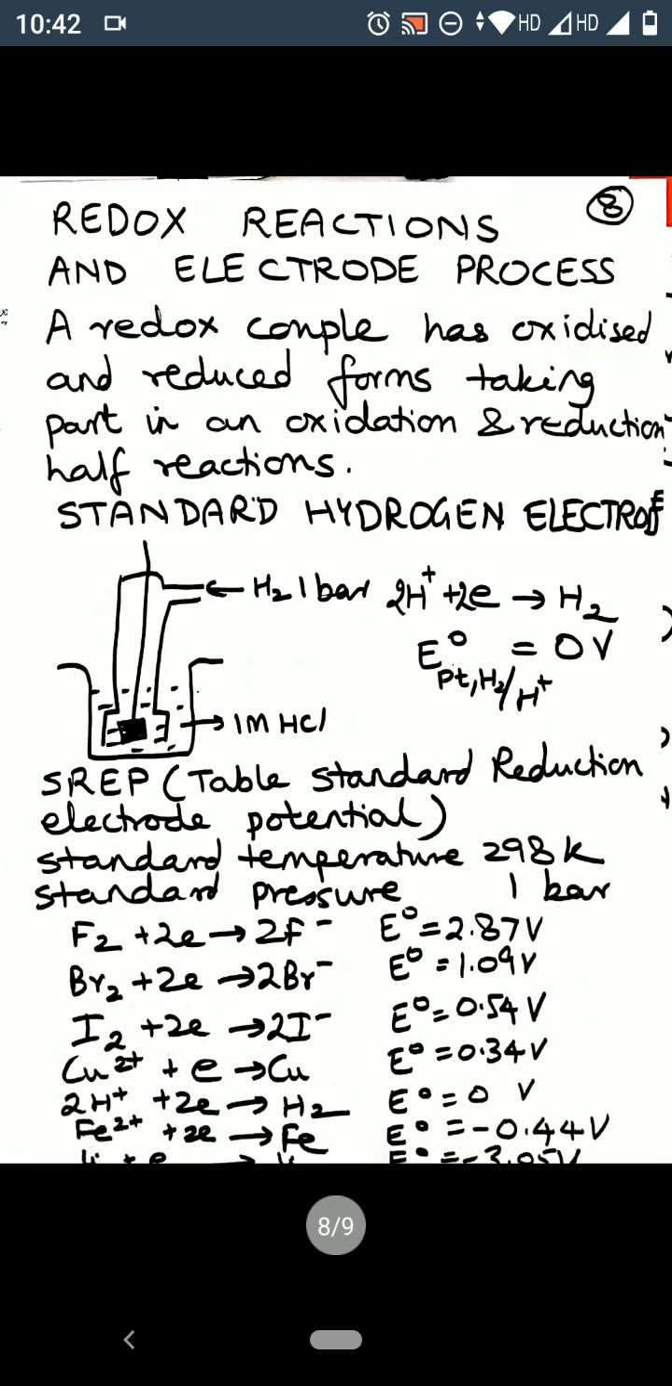Redox reactions and electrode process. A redox couple has oxidized and reduced forms taking part in oxidation and reduction half reactions. A standard hydrogen electrode has a standard value 0 volts. Here there is a table showing a few molecules and ions with reduction reaction and standard reduction electrode potential value.